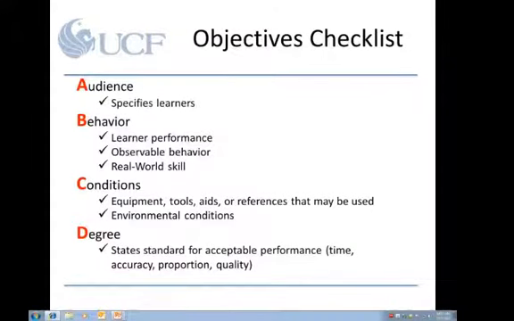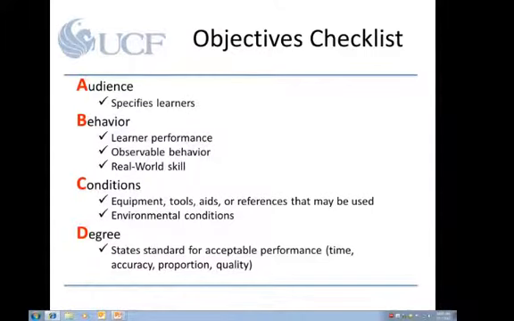So looking at the ABCDs of effective and well-stated objectives, the audience specifies the learners. The behavior specifies the performance they will be performing, an observable behavior. So learning, as in the students will learn, is not an observable behavior, and it needs to be a real-world skill. Relevance is a key issue here.